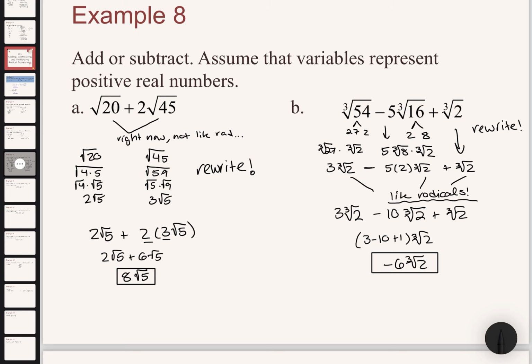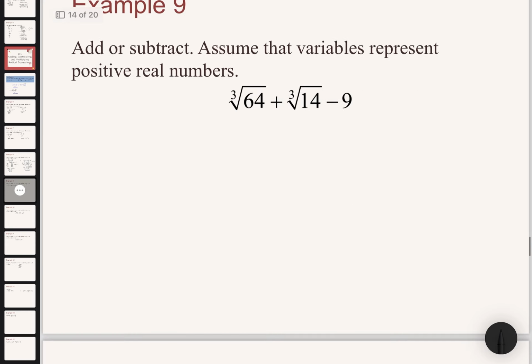All right, let's try another one. Add or subtract. Can I simplify anything here? Because right now I don't really have like radicals going on. I can't combine any of these. They are all completely different. But cube root of 64, well, we know at this point that that's just 4. So I have 4 plus the cube root of 14 minus 9. Okay, now I have 2 like terms, 4 minus 9. It's going to give us negative 5 plus the cube root of 14.